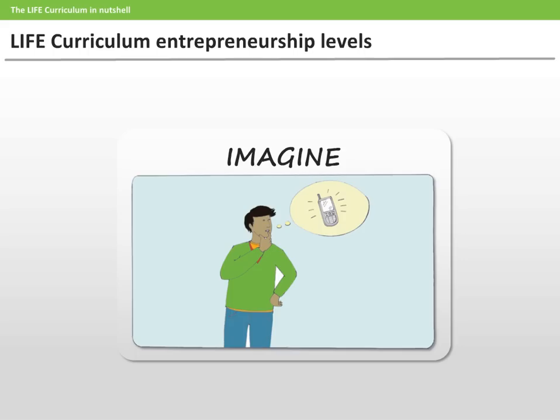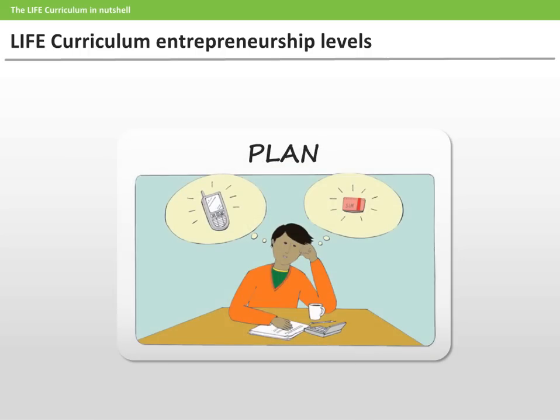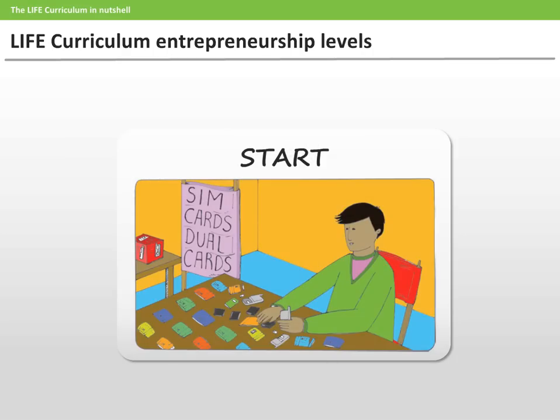The second level of the curriculum is called Plan. Plan also addresses young people who don't yet have their own business, but who have an idea about a business they would like to start. Plan helps them build a business plan for their company. The third level of the curriculum is called Start. Start addresses novices in business, helping them develop their basic IT skills so they can run their startup as effectively as possible from the very beginning.